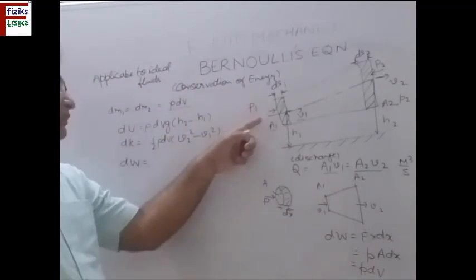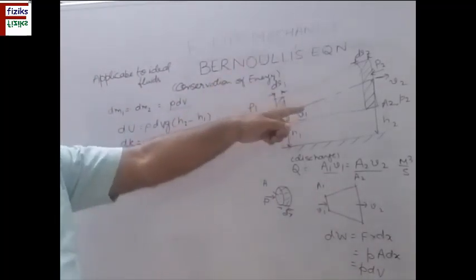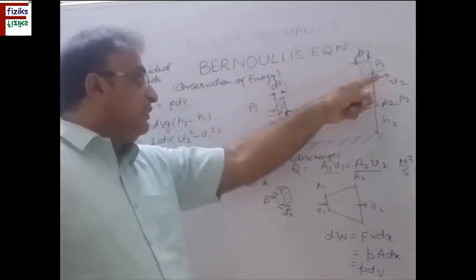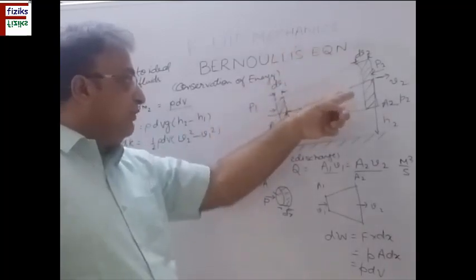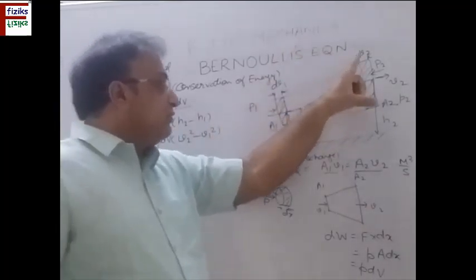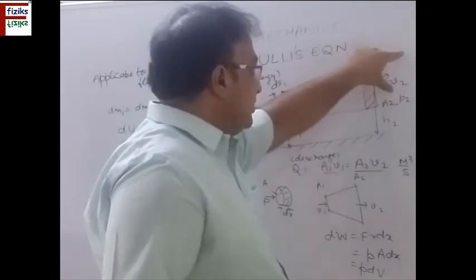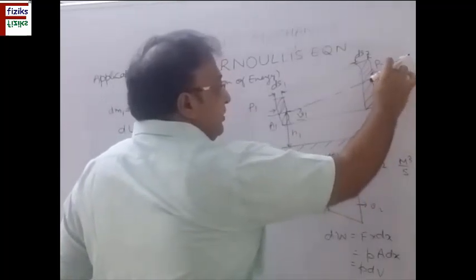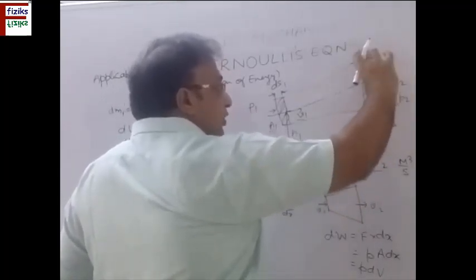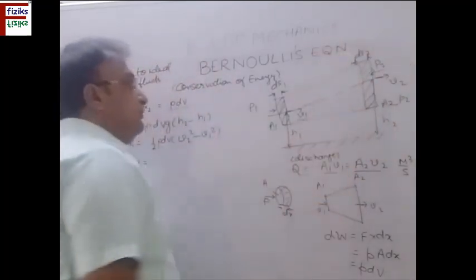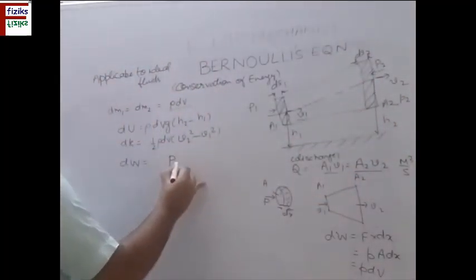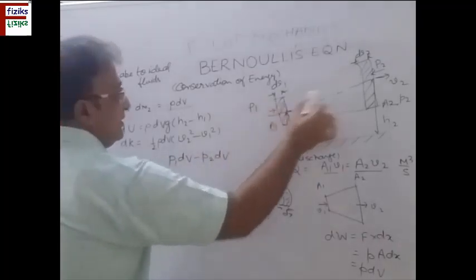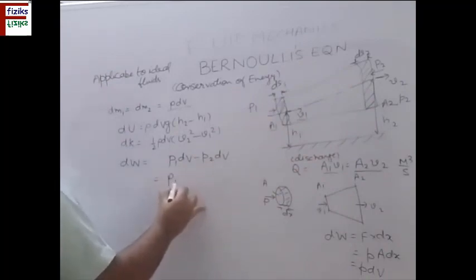At the inlet, work is done on the fluid as it tries to enter, whereas at the exit, the fluid is being pushed by the fluid inside, and this also tries to push the fluid present here. The pressure applied by the fluid outside on this small element is in the opposite direction. So the net work is P1 dV minus P2 dV. dV is the volume of the fluid, which is the same at both ends, so the work is (P1 minus P2) dV.